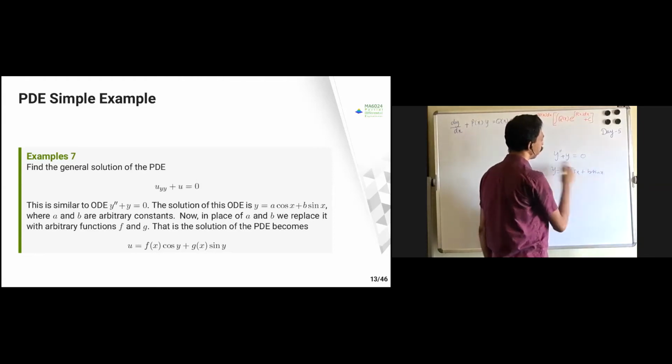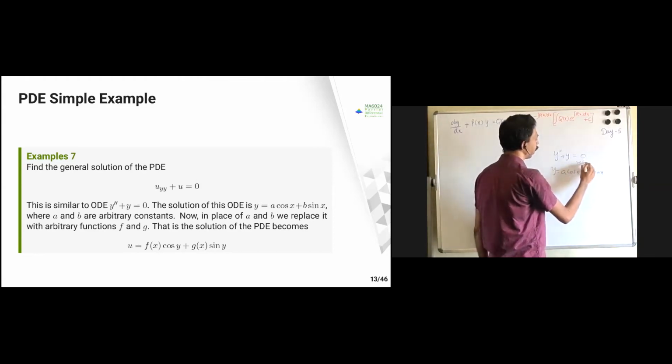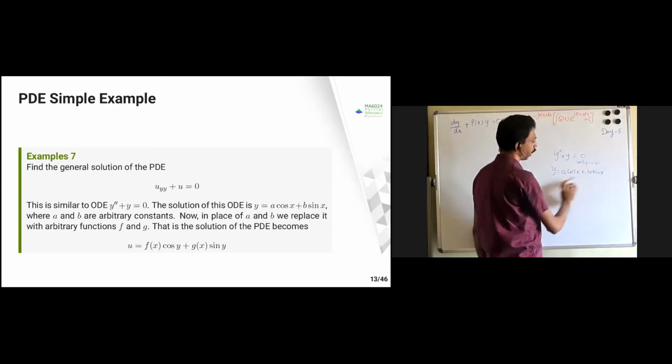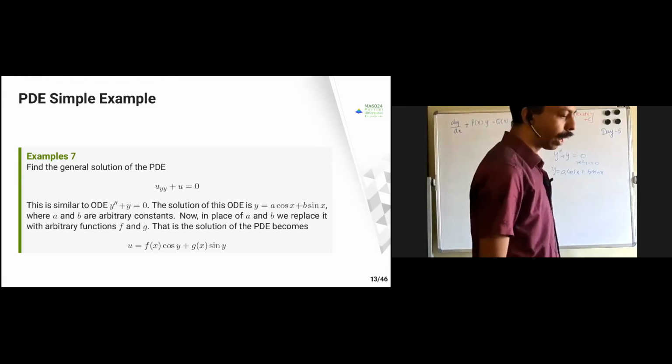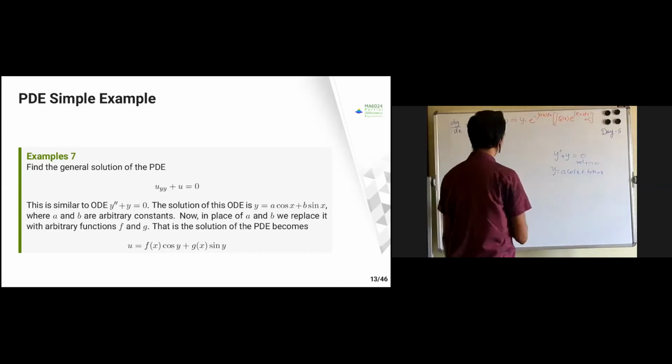Okay, find what is your auxiliary equation. This will become m square plus 1 equal to 0. So m equal to plus or minus i will come. So then you will get this kind of equation, a cos x plus b sin x. Now we are going to do a similar problem for PDE.